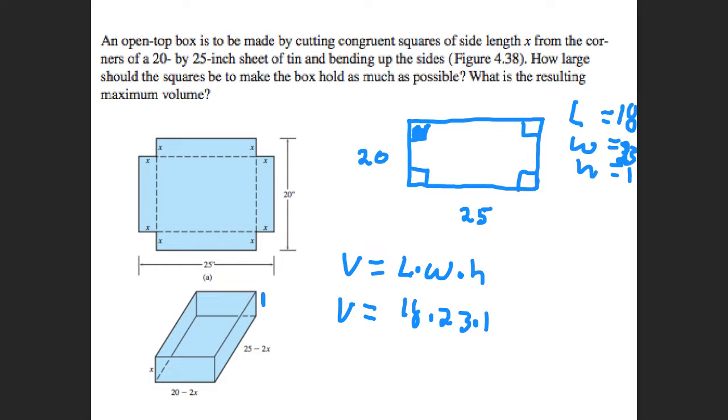I'm going to get out my trusty calculator here. 18 times 23 times 1. And I end up with a volume of 414. Okay? Now, they want us to maximize the volume of this box. So let's try 2-inch height. Okay? So length, width, height.